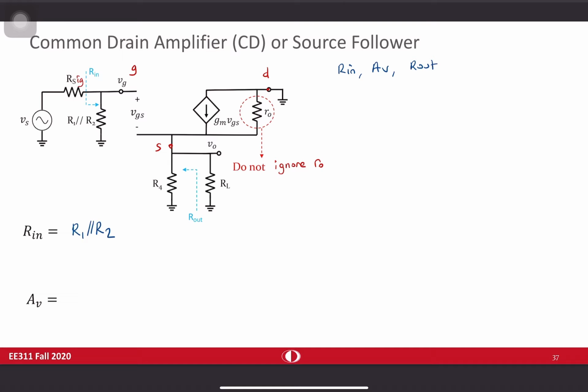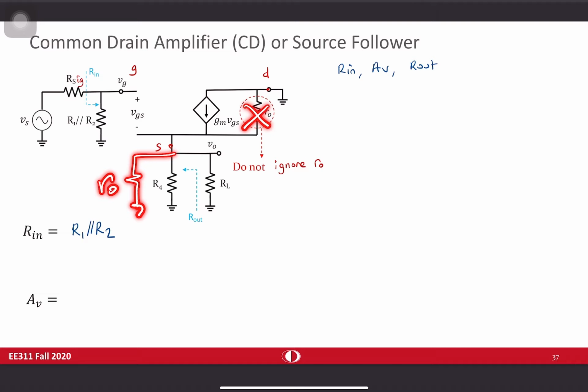If you have any difficulty in finding this Rin, what you should do is just apply Vx and find Ix passing through it. But in this case, most of the time when you are dealing with a MOSFET, it is very easy because the input of a MOSFET is at infinite impedance. For finding gain, I need to write Vout in terms of VGS first of all. And for that purpose, I can take this R0 and connect it in here. It doesn't change anything.